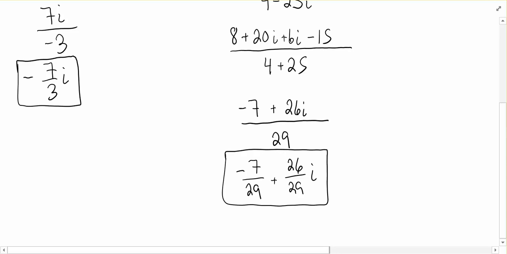And this is important, that we do want to write it in this way as a true complex number rather than as a complex number in the top divided by some real number.